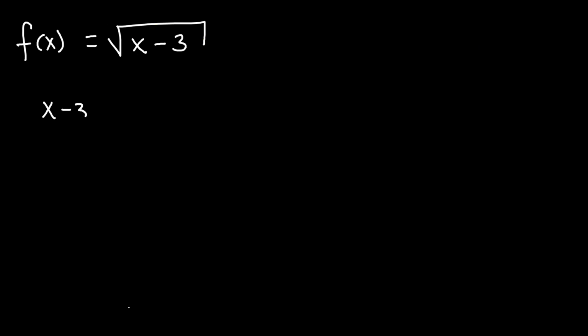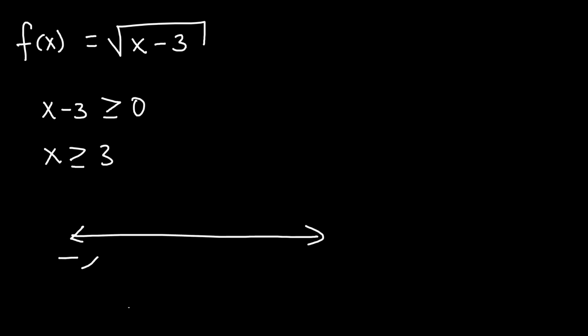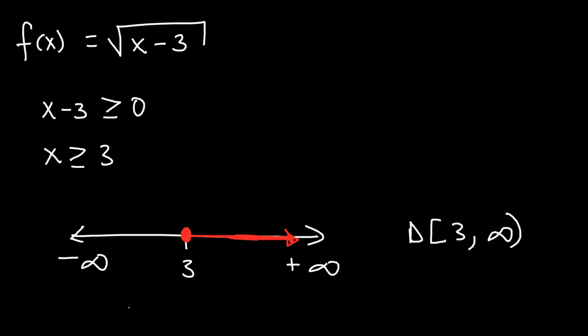Therefore, x - 3 can be greater than or equal to 0, but it cannot be less than 0. Therefore, x can be greater than or equal to +3. And representing this on a number line, here we have -infinity, +3, and then +infinity. Now since x can be equal to 3, we need to mark this using a shaded circle. And also x can be greater than 3, so we need to shade from +3 towards the right. Therefore the domain for this function will be from +3 to +infinity, including 3.